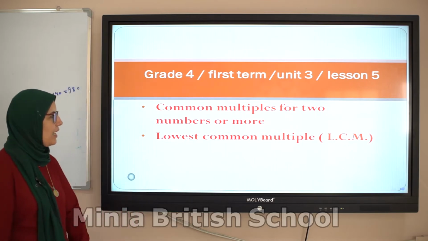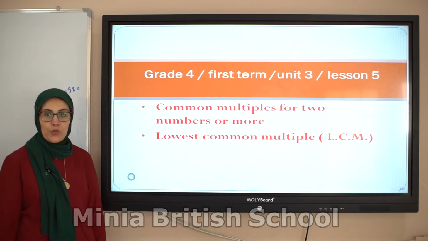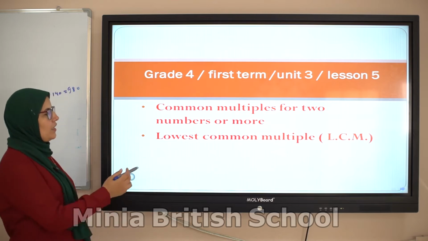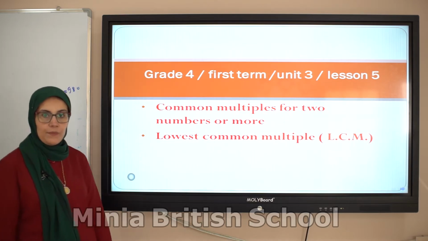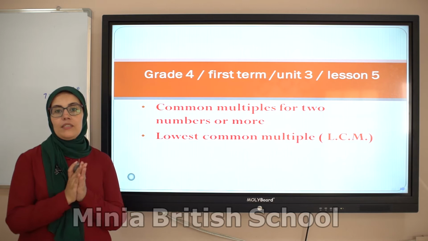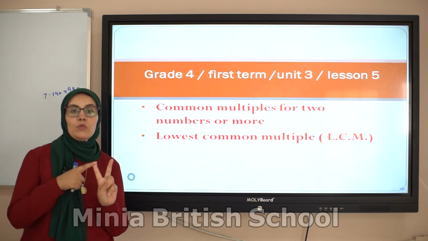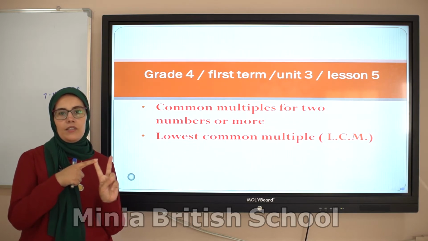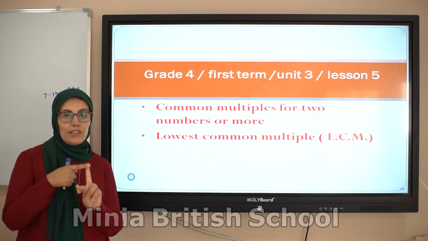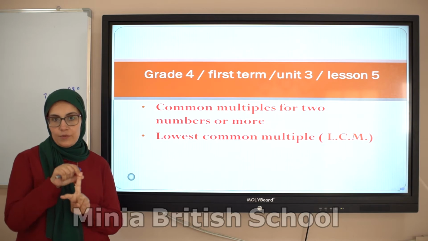Our lesson for today is about the common multiples of two numbers or more and the lowest common multiple. This lesson is so easy. It consists of two parts. The first part, how to find the common multiples. The second, how to find the lowest common multiple.